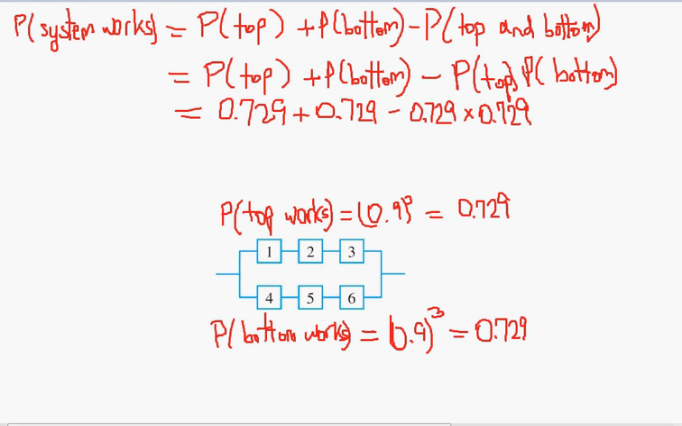Okay, so finally we do the arithmetic. So 0.729 plus 0.729 minus 0.729 times 0.729, we get 0.926559. And that is the probability that the entire system works. So there is our answer, 0.926559.